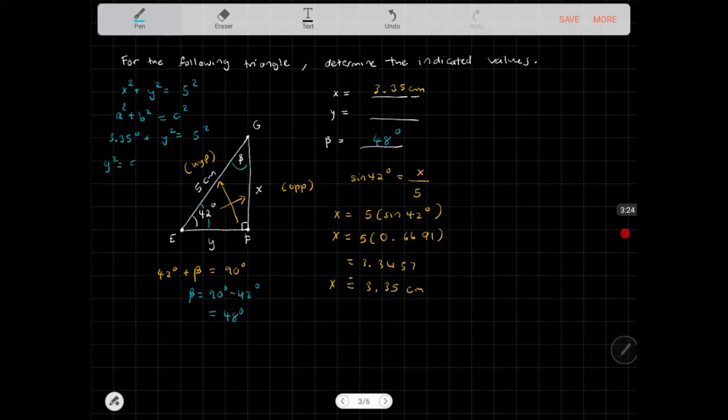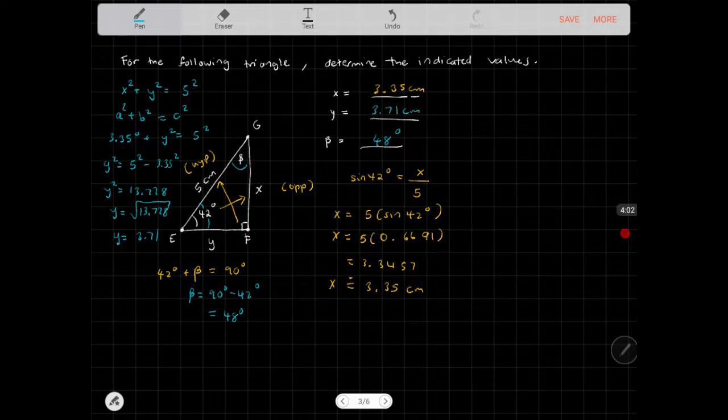So y squared is equal to 5 squared minus 3.35 squared. And if I calculate this, I get 25 minus 3.35 squared, so that's going to give us 13.778. Okay, and y here, if I square root it, because you want to solve for y, not y squared, you get the square root of 13.778. And in this case, what you're going to get here is 3.71 approximately. Okay, so I'm just going to keep all answers in two decimal places. So this is 3.71 centimeters, right?